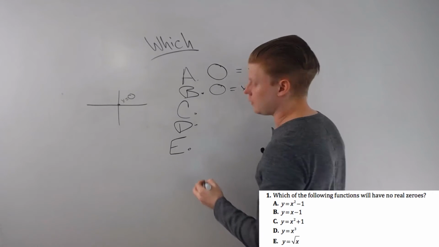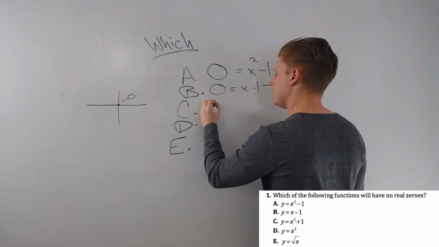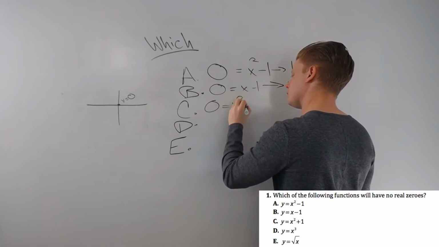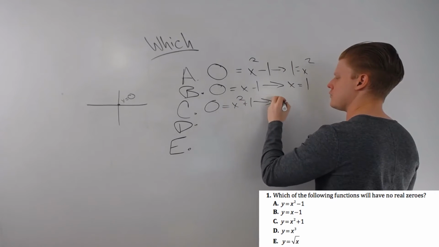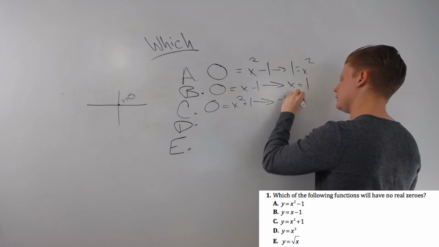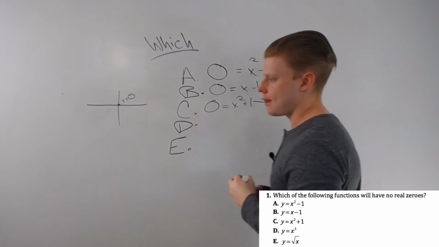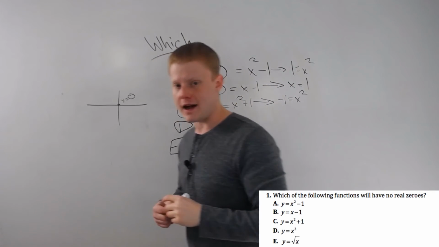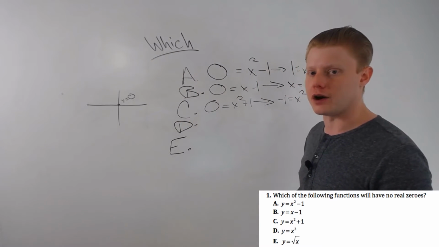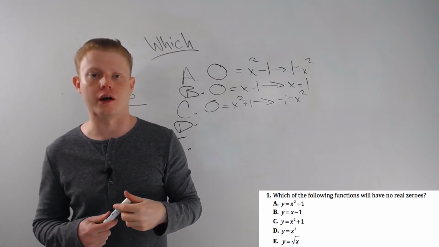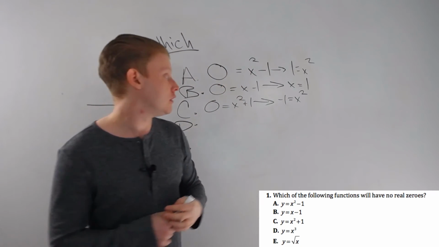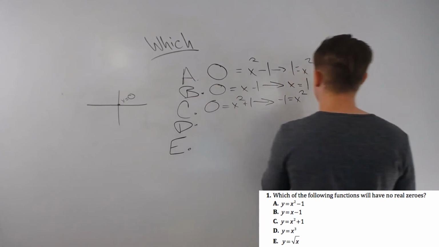y equals x squared plus 1. Okay, 0 equals x squared plus 1. So move the 1 over, I'm going to have negative 1 equals x squared. Uh-oh. I can't have real number square roots of negative numbers. That's the whole reason i exists. Check out the video on complex numbers for more on i. So can't have real number square roots of negative numbers.